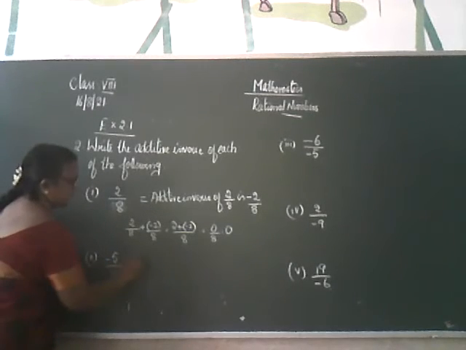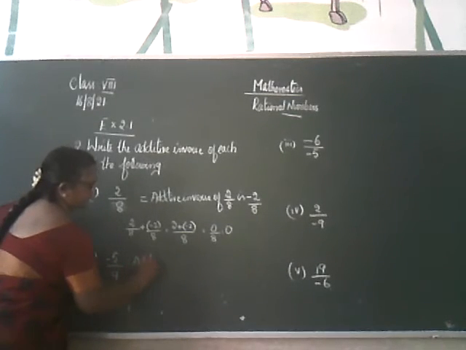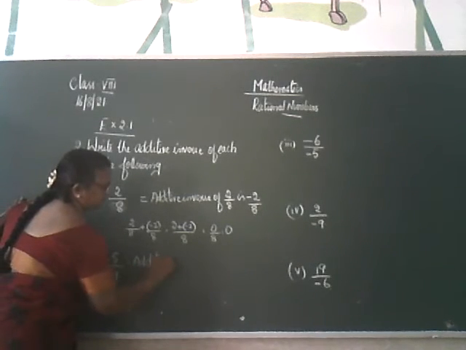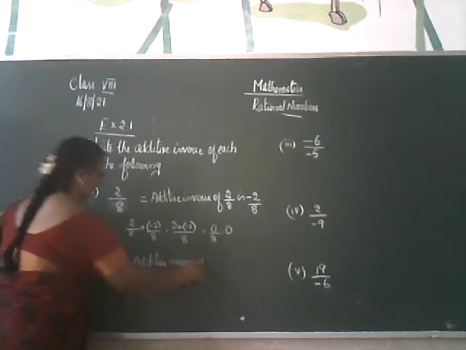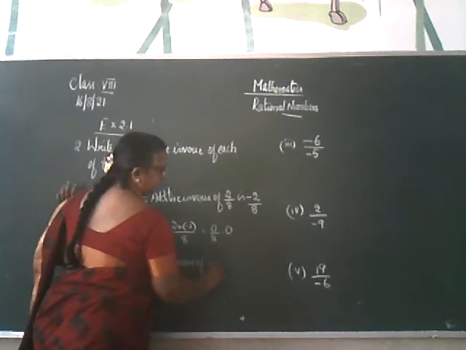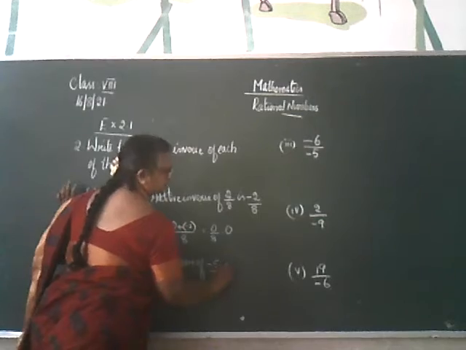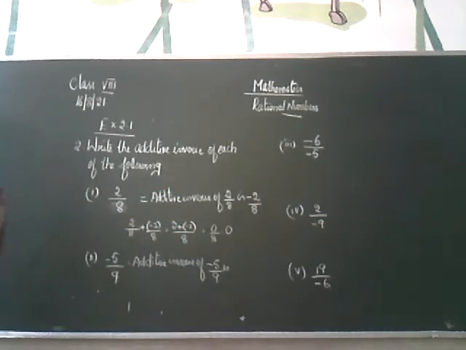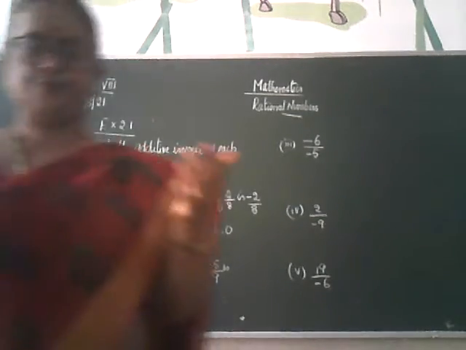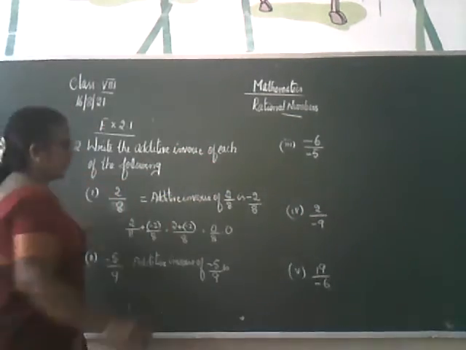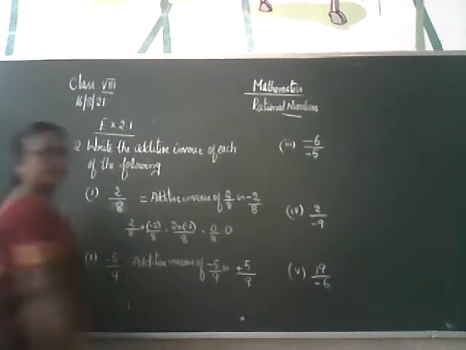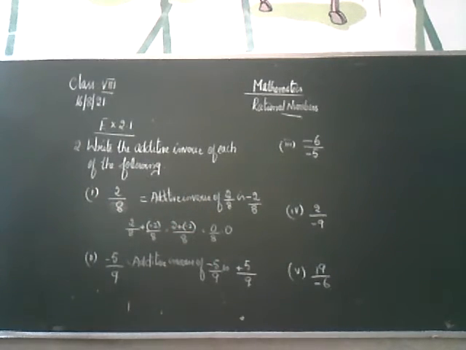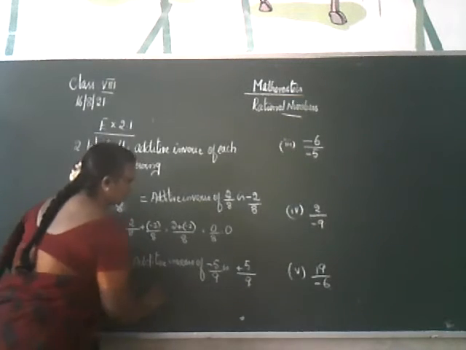Similarly, what is the additive inverse of minus 5 by 9? What is the additive inverse of minus 5? It is negative, so you must write the positive of it. So, plus 5 by 9. So, how will you write now? Yes, you add both of it.